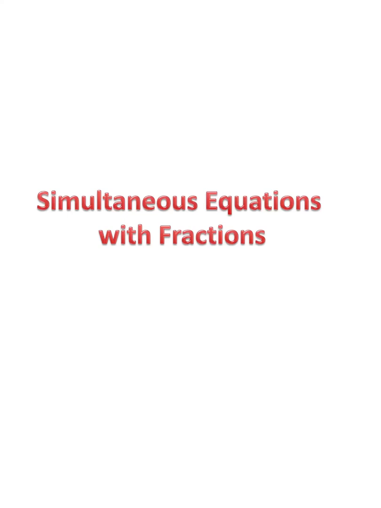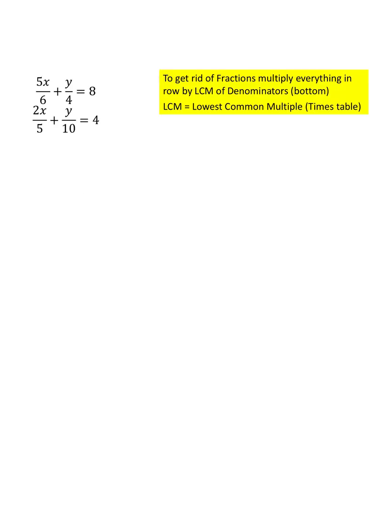In this video, I'm going to be showing you how to solve simultaneous equations with fractions. Looking at a question like this looks very tricky when we look at it initially. In these questions, we need to get rid of the fractions first. To get rid of fractions, we multiply everything in the row by the lowest common multiple of the denominators, or else the lowest common denominator for short.